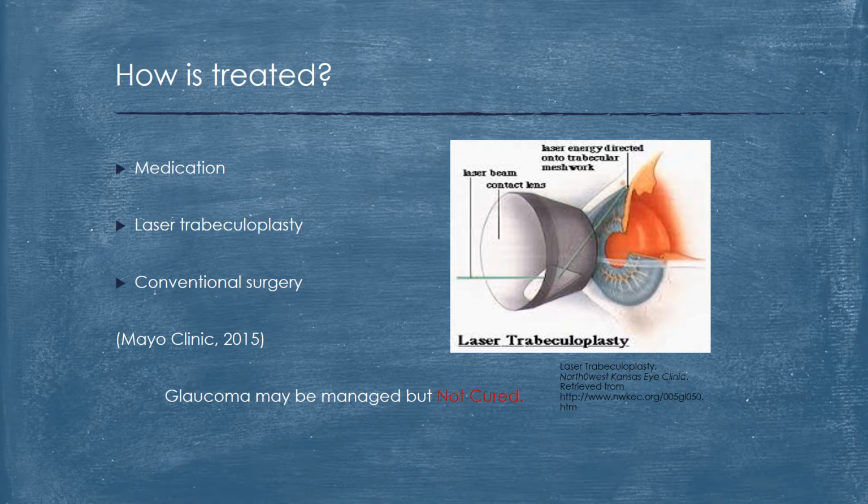Medications usually consist of prescription eye drops that help reduce fluid production of the eye. Oral medications as well may be used for the same purpose. Laser trabeculoplasty is when a laser is used to open the clogged canals in the trabecular meshwork. Sometimes conventional surgery may be required to create a new passage to release the fluid buildup.